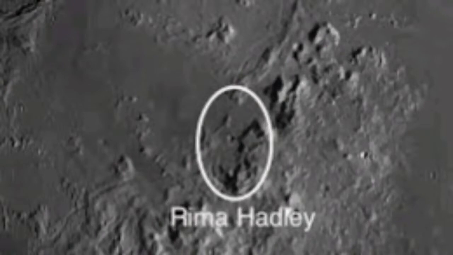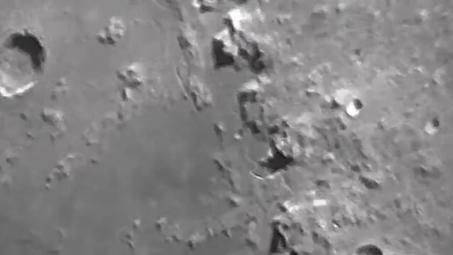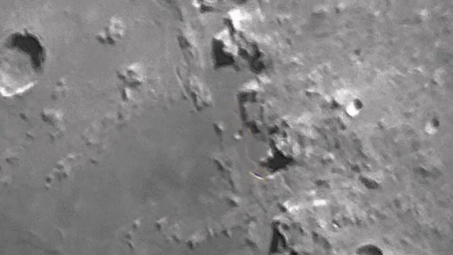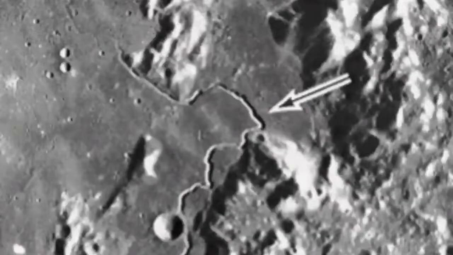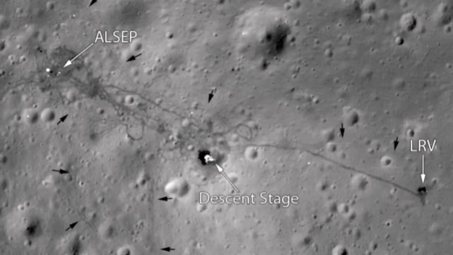Hadley Rille, or Rima Hadley, is a lava tube. Originates from somewhere in the Apennine Mountains of the Moon, and ends up near the Imbrium Basin. And Apollo 15 landed there. We can see the lunar orbiter as photographed, actually.